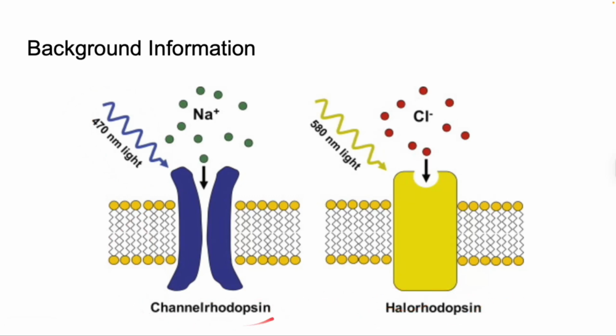Channelrhodopsin is excitatory. When it opens, because it's exposed to blue light, it's going to let in sodium ions, right? Kind of the same way that a glutamate receptor would, or an NMDA channel. And then halorhodopsin is going to be inhibitory. It's going to inhibit the cell by letting in chloride ions whenever it's exposed to yellow light.